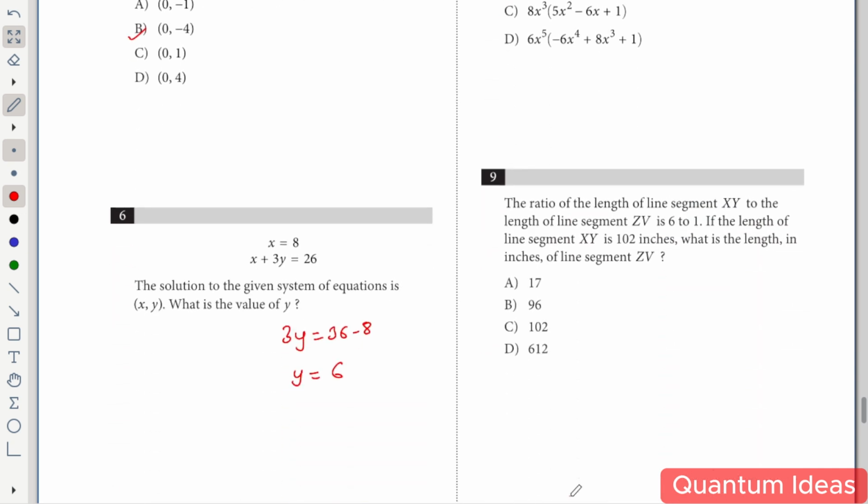Okay, the ratio of the length of line segment XY to line segment ZV is 6:1, that is 6 by 1. If the length of line segment XY is 102, what is the value of ZV? I think it's asking, yeah, ZV is 102 over 6. Okay, that is how much? Let's see, this is not 20, 17. Okay, that's 17. So answer is A.